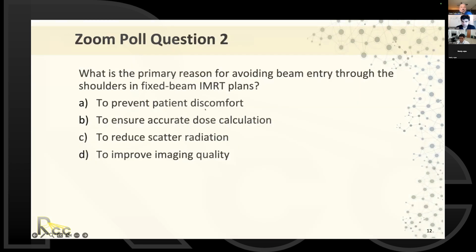And the question: what is the primary reason for avoiding beam entry through the shoulders in fixed beam IMRT plans? A, to prevent patient discomfort. B, to ensure accurate dose calculation. C, to reduce scatter radiation. D, to improve imaging quality. And the poll question is up. Again, we encourage everybody to answer.